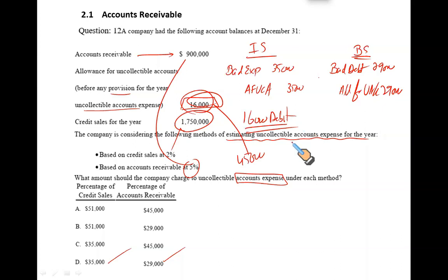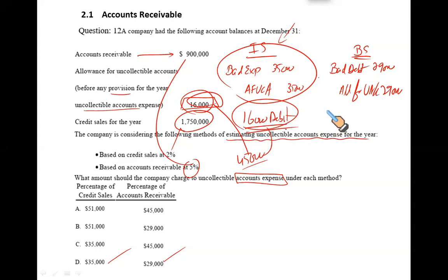Under the balance sheet approach, under the income statement approach, the entry stays the same. Absolutely, Ahmad, absolutely right. If 16,000 is the debit in your allowance and you need a $45,000 balance in your provision, you are going to add 45 plus 16. You are going to charge a larger amount so that after deducting 16, you have the exact amount available.